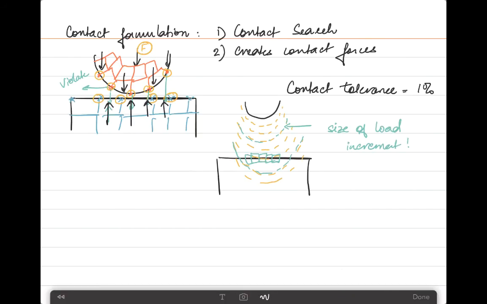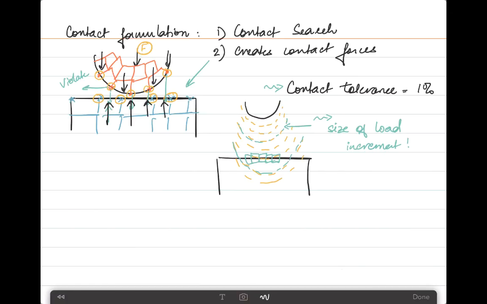So in order to have a good contact search, first of all, we must have a decent contact tolerance. Of course, if you make it really large, then it looks for nodes in very far away regions as well, so that makes the problem slower. And the second one is to make the size of the load increment small enough so that you don't miss the contact detection. And once this contact has been detected, it is going to create the contact forces, as we have discussed before, that are going to create some opposing or reaction forces from one body to the other.